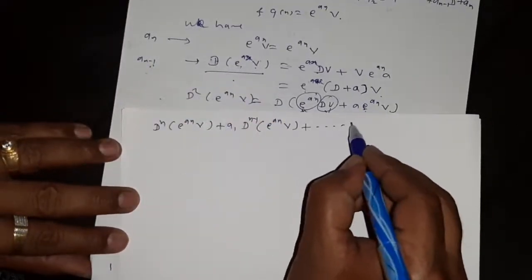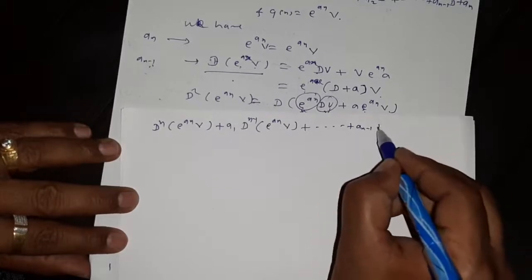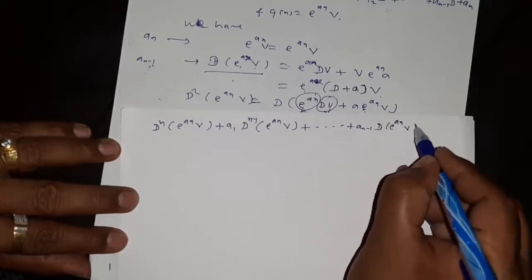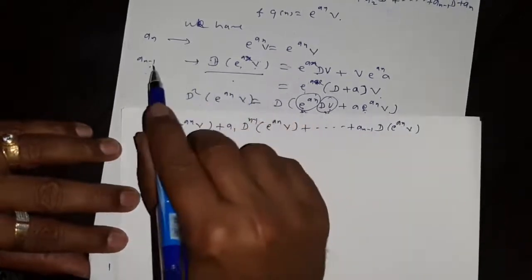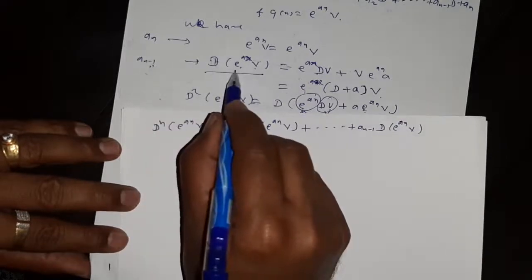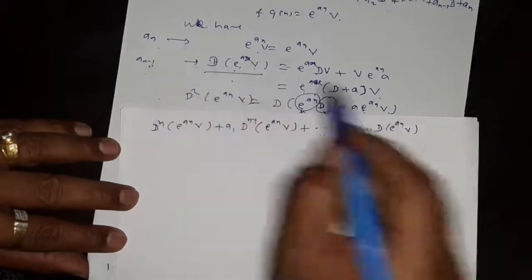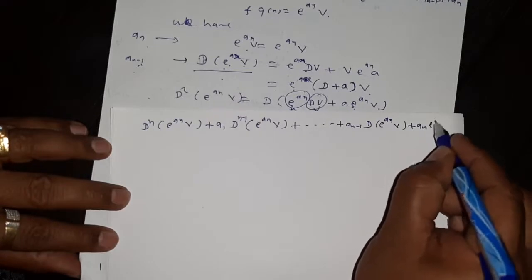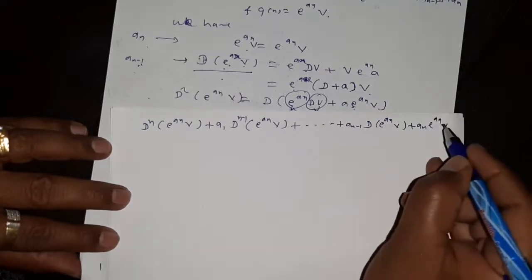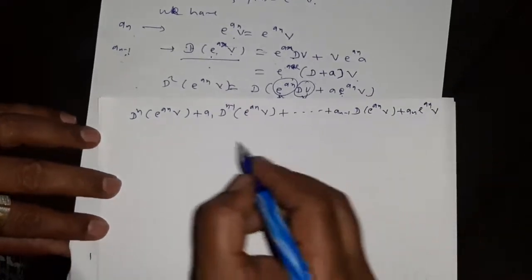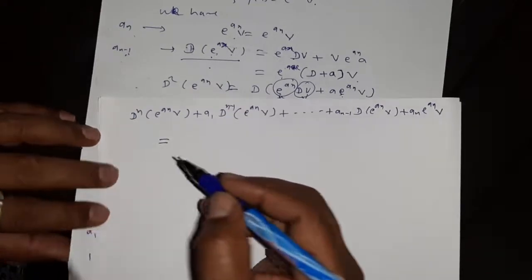So plus, and so on. What do we have? an minus 1 d e raised to ax, an minus 1 into this. And this equation into an, so plus an e raised to ax. So this is the addition of LHS.